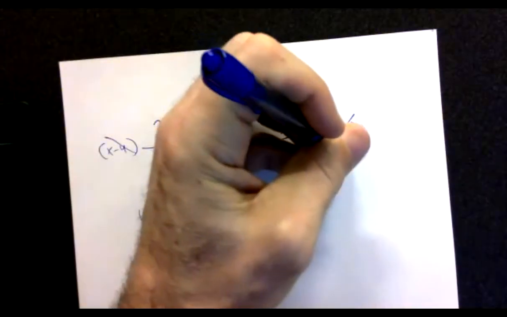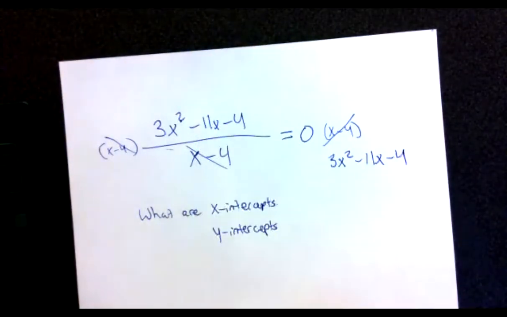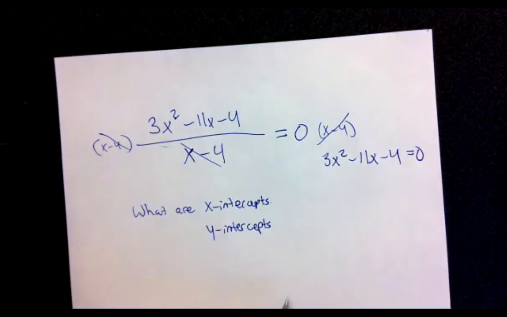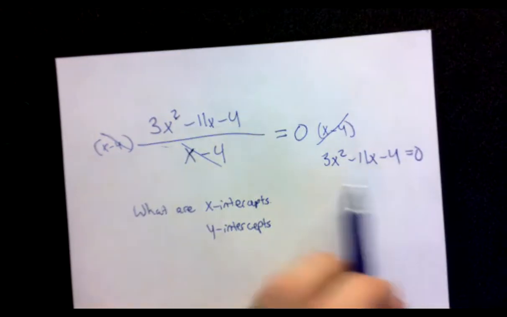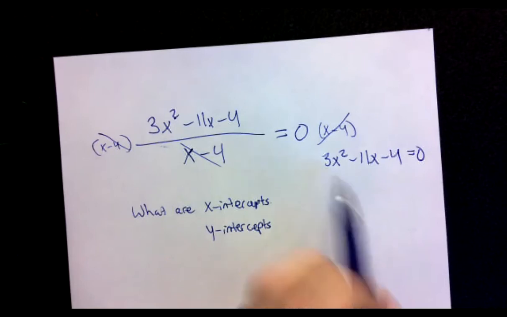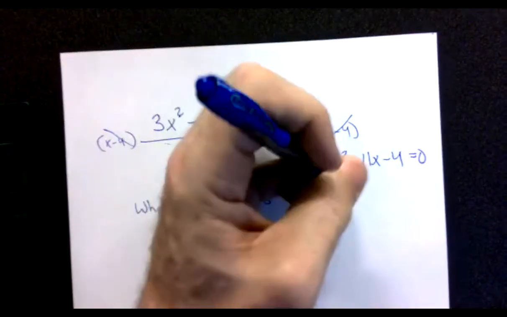So then again, we're left with 3x squared minus 11x minus 4 equals 0. So we've got to figure out what values work for this. Now, when you have a number in front of your x squared, this is harder to factor. So I'm going to walk through the quadratic formula again.